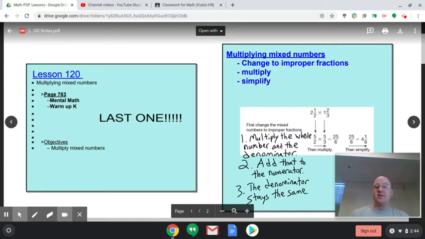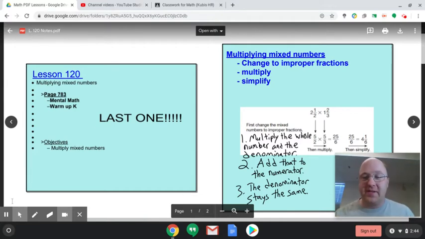So today's lesson on multiplying mixed numbers is just basically two steps. The first step is something we learned a few lessons ago on changing a mixed number to an improper fraction. And then after you change it from mixed numbers to an improper fraction, then you just multiply them. So just keep it simple.